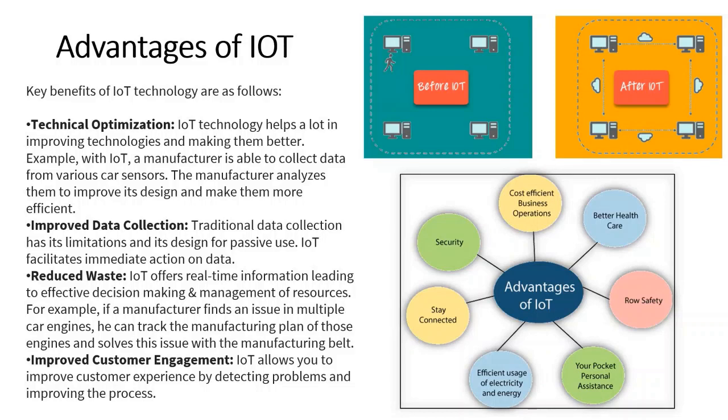Improved data collection. Traditional data collection has its limitations and it's designed for passive use. IoT facilitates immediate action on data. Reduce waste. IoT offers real-time information, leading to effective decision making and management of resources. For example, if a manufacturer finds an issue in multiple car engines, he can track the manufacturing plan of those engines and solve this issue.